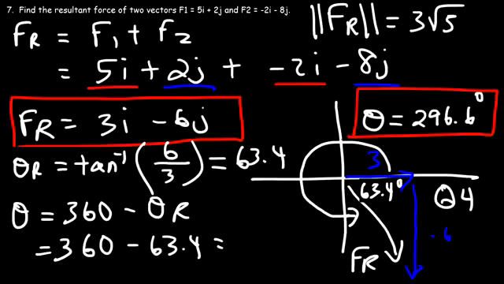So now you know how to add two vectors to get the resultant force vector. And you could describe it using unit vectors or using the magnitude and the angle. So that's it for this video.